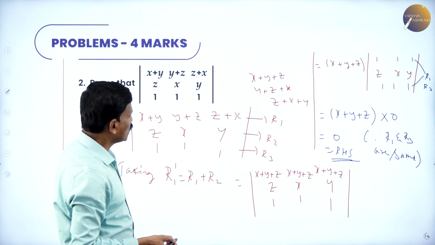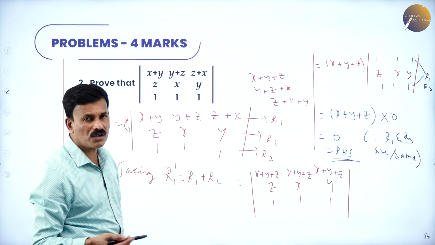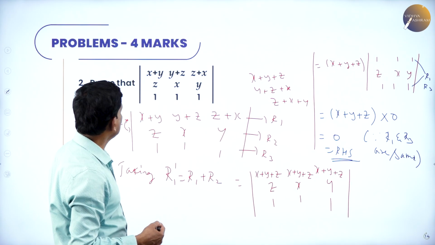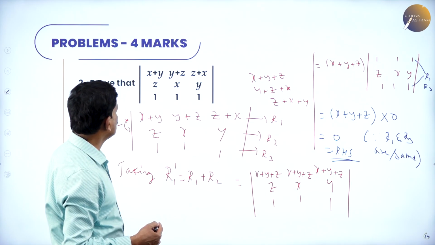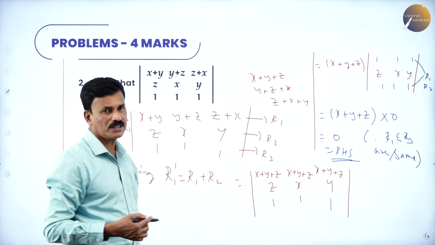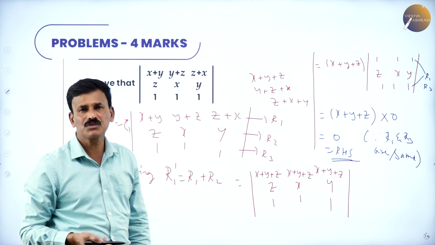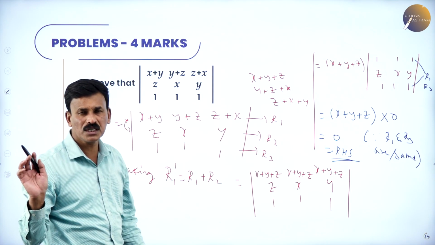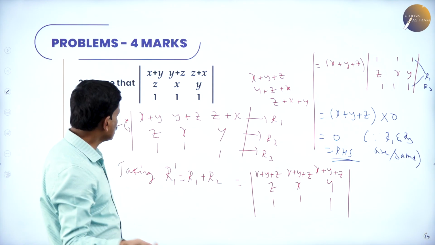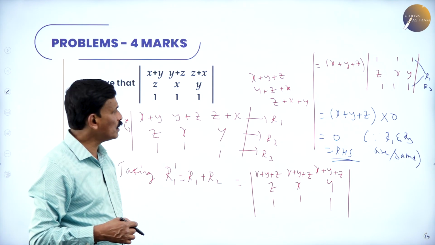So they can ask, prove that this is equal to 0, or find the value of the determinant x plus y, y plus z, z plus x; z, x, y; 1, 1, 1. If we simplify, the value of this determinant is found to be 0. That's it. Hope you followed this. Now, let us come to the next problem, same type of problem.